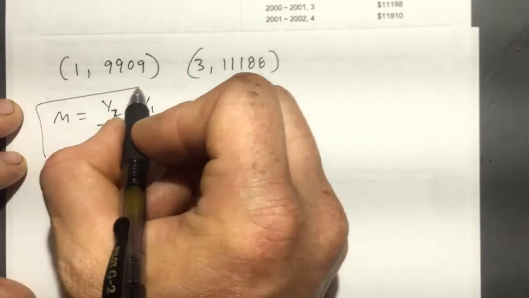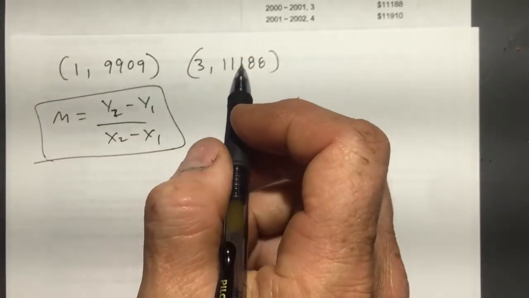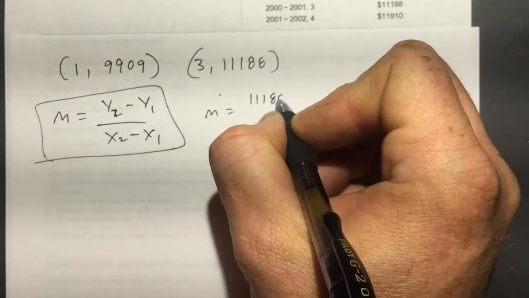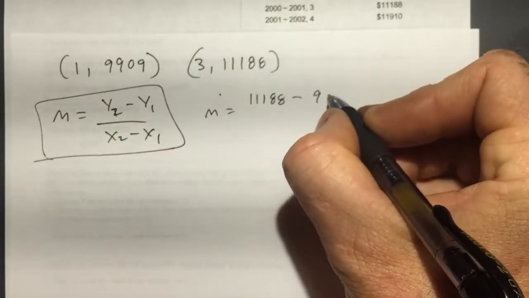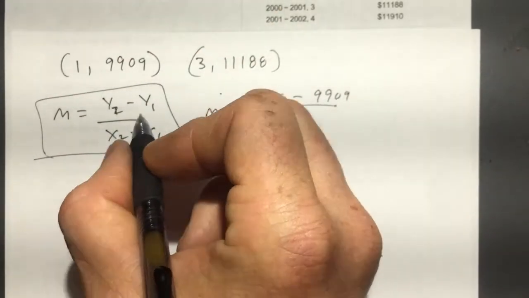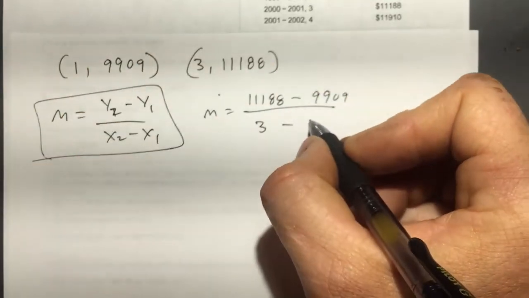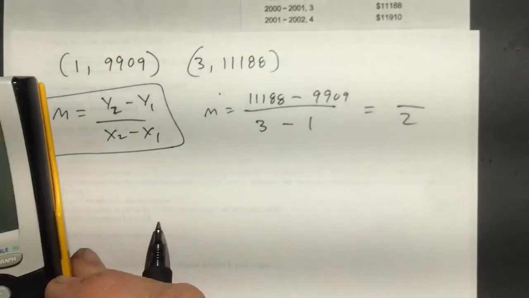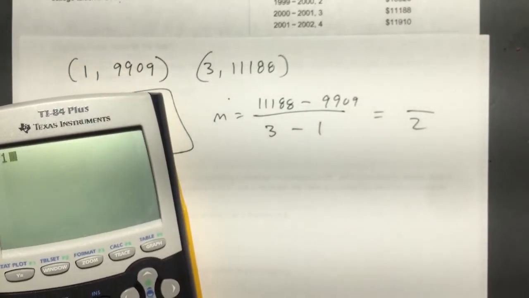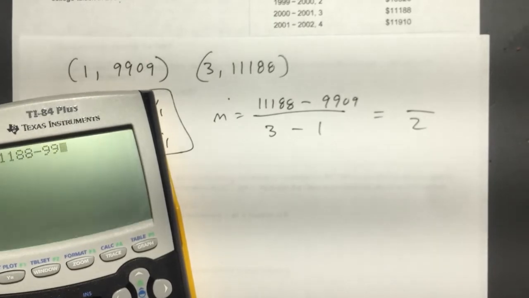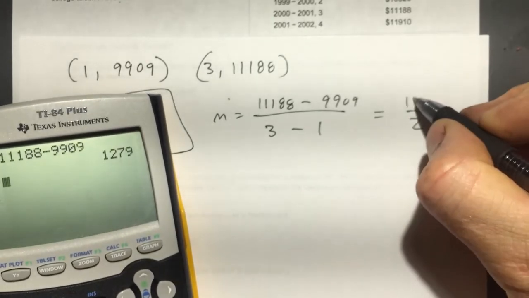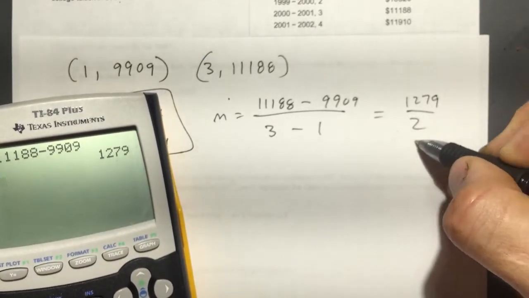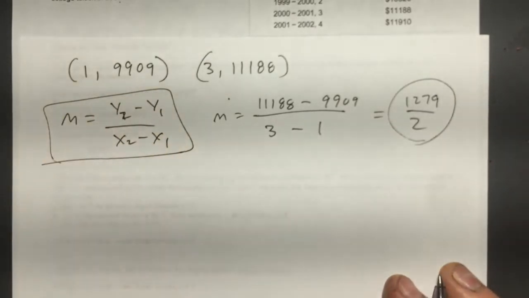There's a slope formula. So in this one, my y in point 2 is 11,188 minus my y in point 1, 9909. My x in point 2 is 3. My x in point 1 is 1. All right, so that's 2 on the bottom. 3 minus 1 is 2. On the top, let's punch that in real quick. All right, this is 1279. Okay, which that doesn't simplify, so I'm just going to leave it like that.